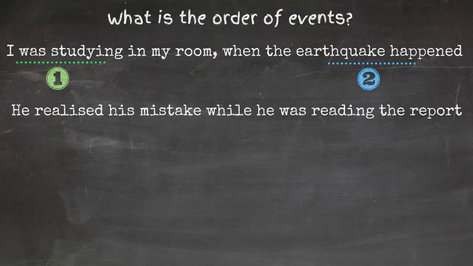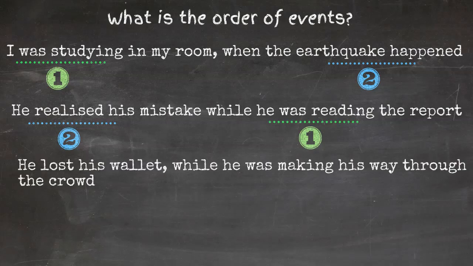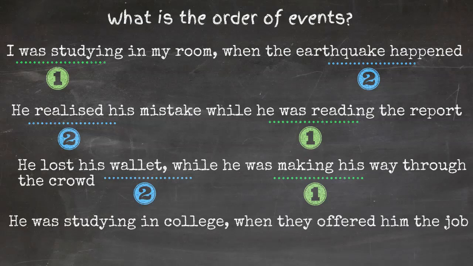He realized his mistake while he was reading the report. This happened first and this happened second. Now try another one. He lost his wallet while he was making his way through the crowd. This happened first and this happened next. Now try another one. He was studying in college when they offered him the job. This happened first and this happened next.